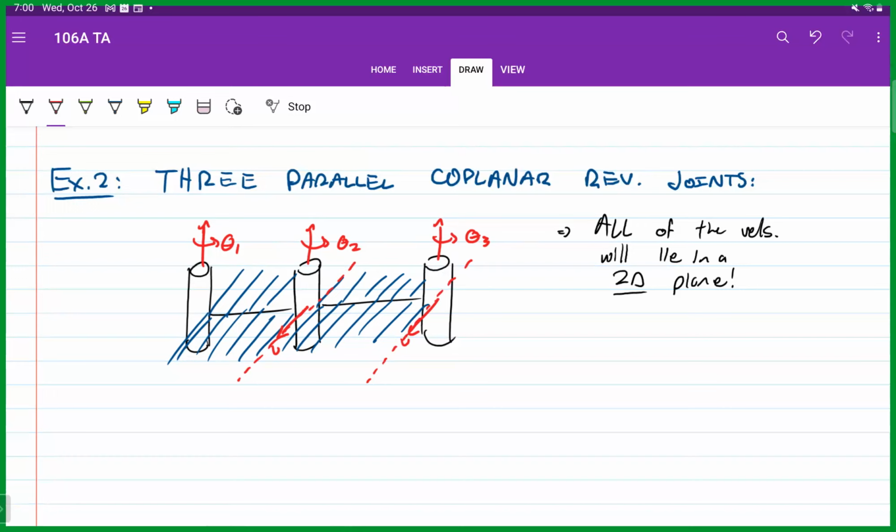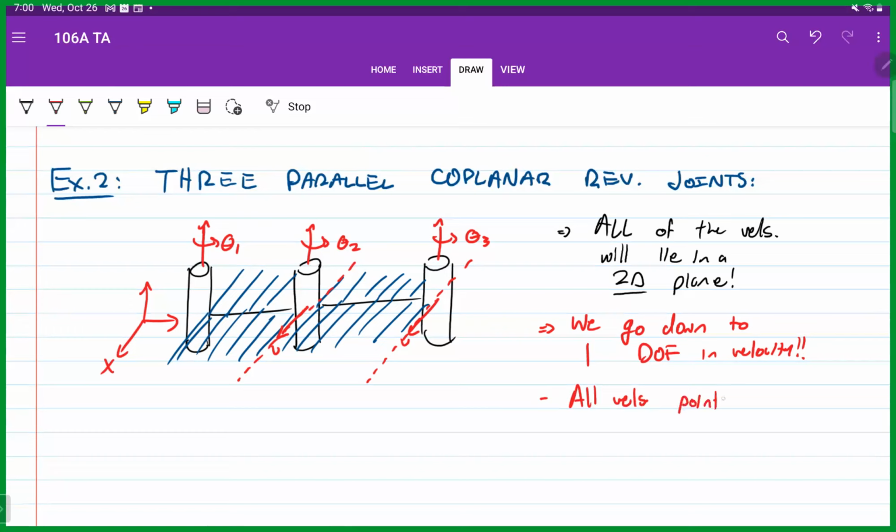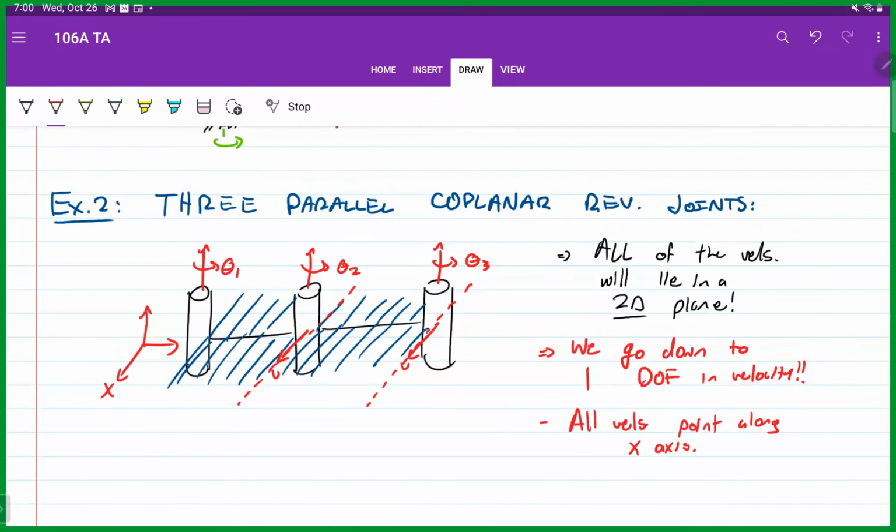So we're not going to have any other way to get a velocity along any other direction. For example, if I had a frame over here, they would all be pointing along my x-axis in this configuration. So then we go down to 1 degree of freedom in velocity, and the reason for that is that all velocities in this configuration will point just directly along our x-axis. So all velocities point along your x-axis. Okay, do we have any questions about visualizing this case? Why we got the singularity?